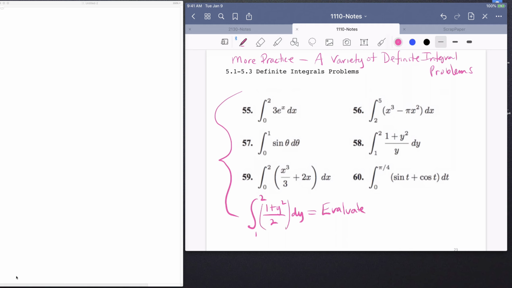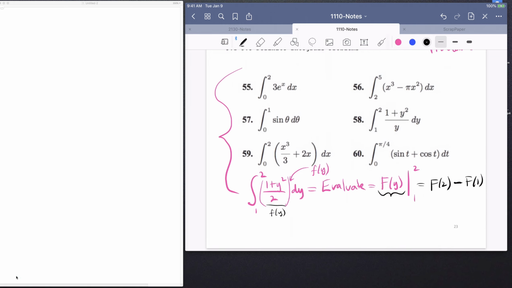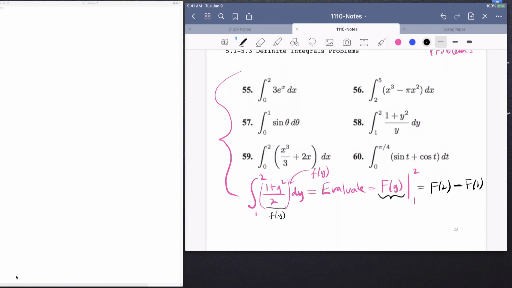There's nothing really to do here. The function that you're integrating, f of y, is given to you, and we need to evaluate this with a pretty straightforward application of the fundamental theorem of calculus part 2. So you need to find the antiderivative of this function, little f of y, and then evaluate that antiderivative at 2, the antiderivative at 1, the upper limit and the bottom limit, and then subtract those two numbers.